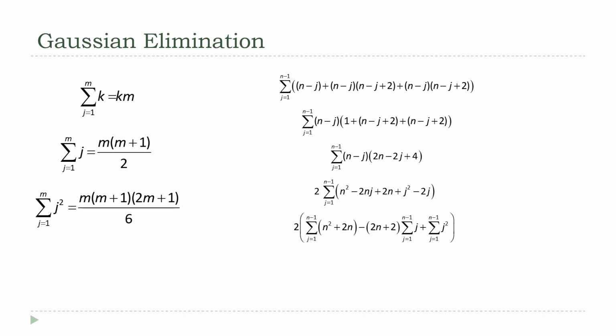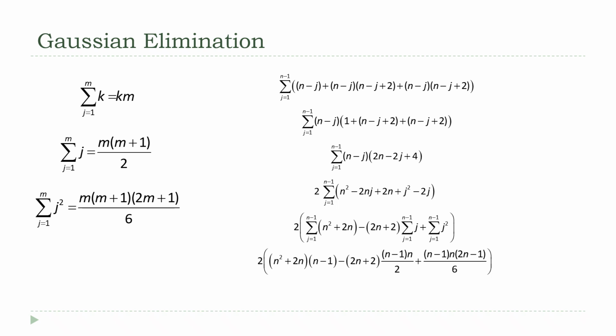Okay, now I'm ready to use those formulas that I have over there on the left-hand side. Remember again, n squared plus 2n is a constant with respect to j. So I'm going to simplify that using the first formula, and it becomes n squared plus 2n times n minus 1.